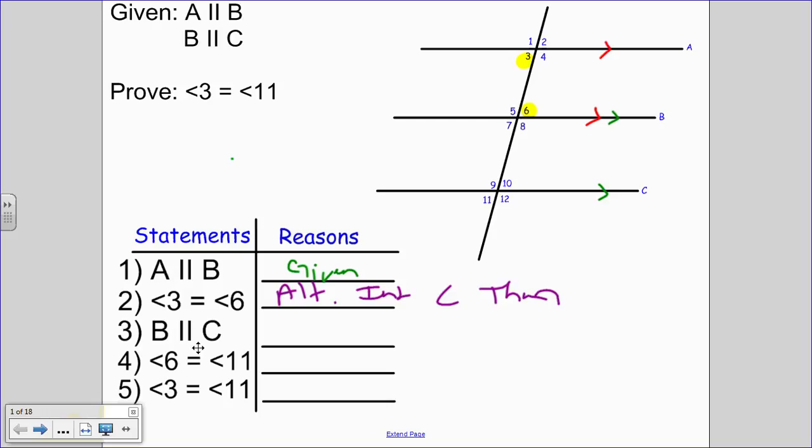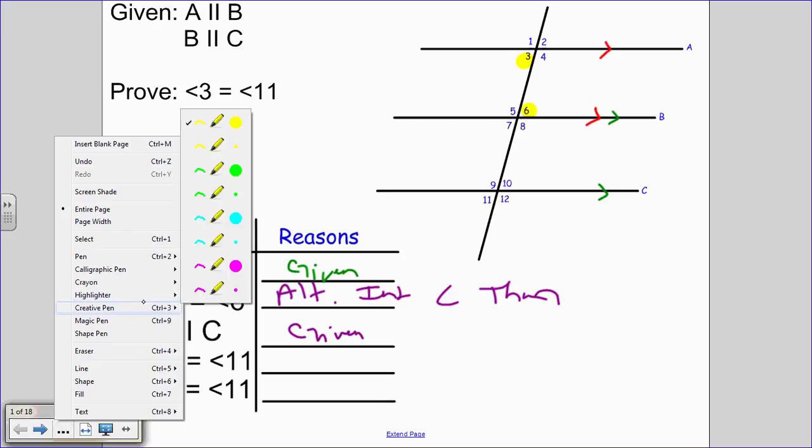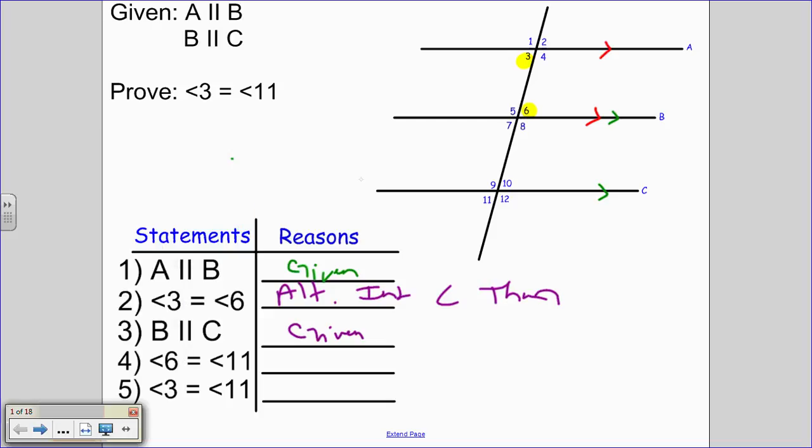Statement 3 says B is parallel to C. Again, that's another given statement. So you can have multiple given statements, and they won't always be given at the very beginning of the proof, which is perfectly fine. Now we're going to focus our attention on angle 6 and angle 11. Again, here's angle 6, and here's angle 11.